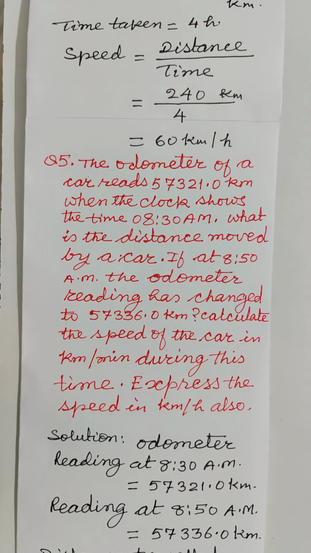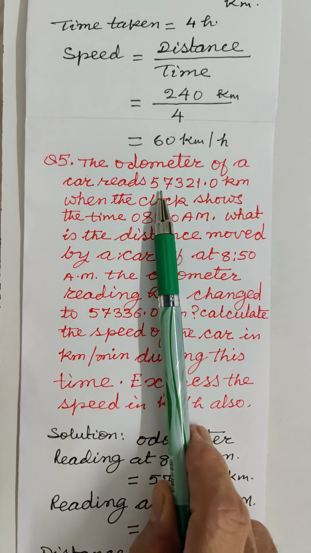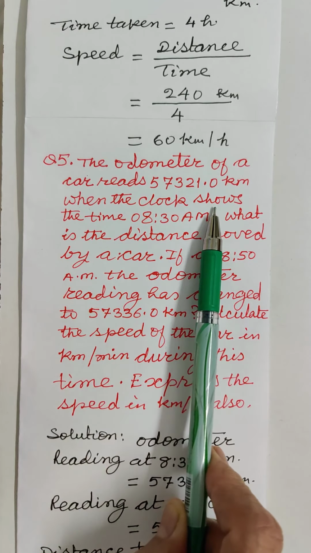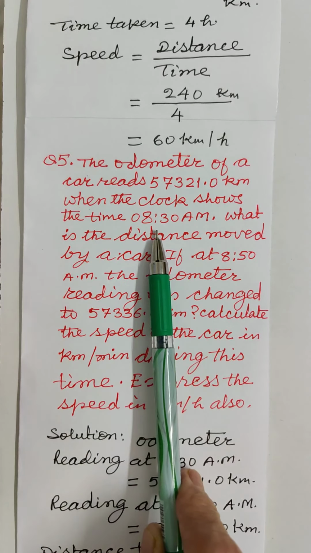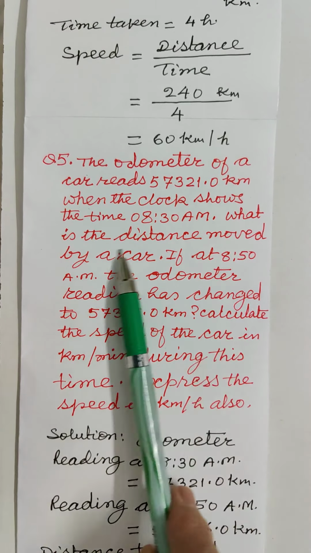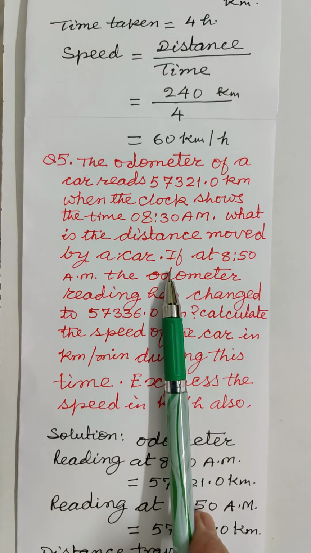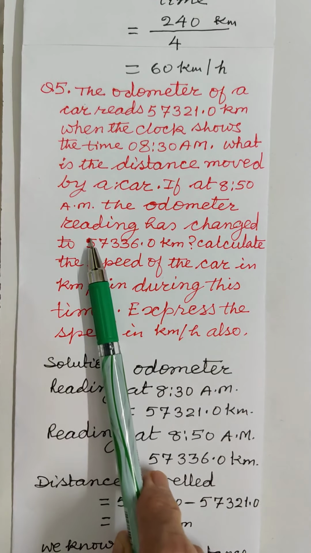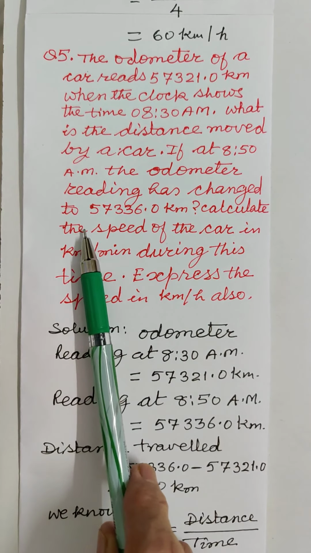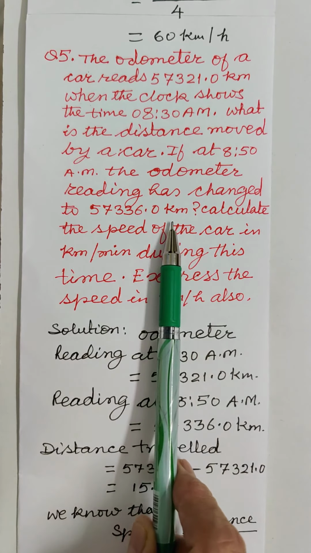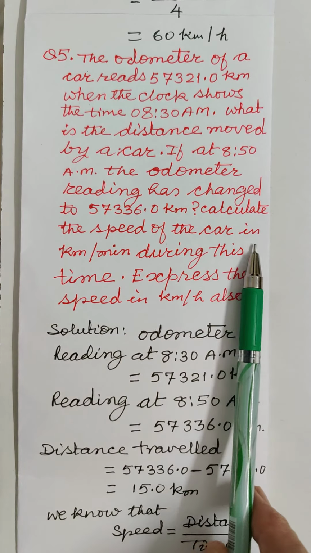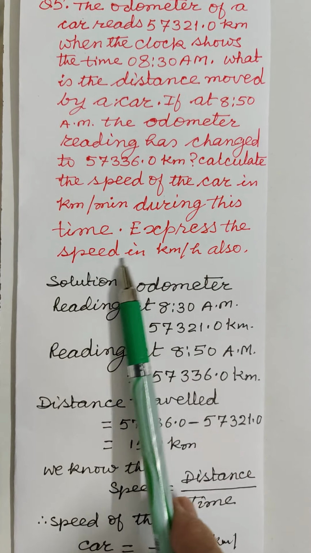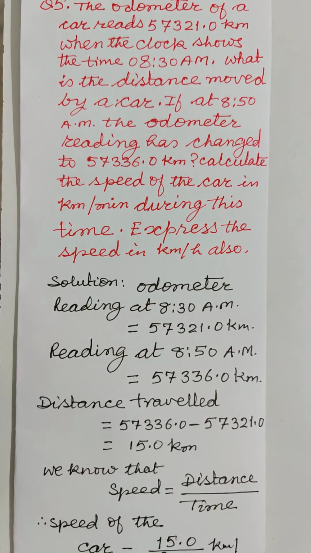The odometer of a car reads 57321.0 km when the clock shows the time 8:30 am. What is the distance moved by the car if at 8:50 am the odometer reading has changed to 57336.0 km? Calculate the speed of the car in km per minute during this time. Express the speed in km per hour also.